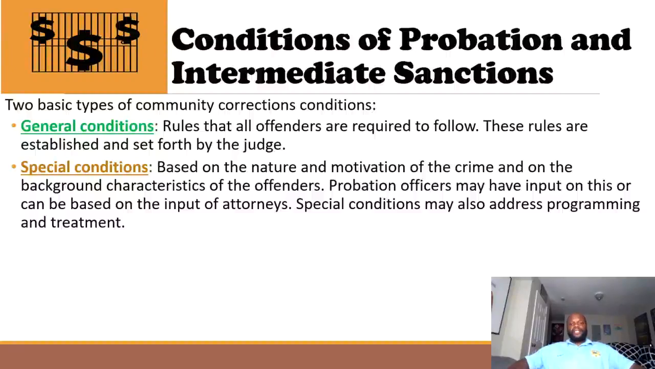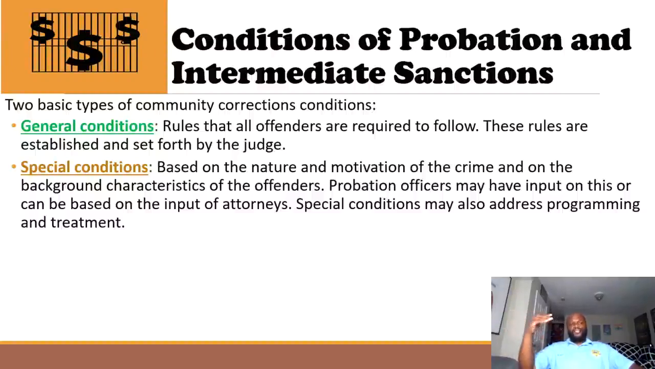The special conditions of probation are, again, based on the nature of the crime. Like I was saying, if a person has a substance abuse charge, they will have a special condition of probation surrounding substance abuse. Submit to no less than 2 to 3 random drug screens per month. Maybe they will have to do specialized counseling, but it's all based on the offense. Now, probation officers can have input on this. Attorneys can have input on this. But the idea of special conditions is to address programming and treatment. Remember, even if they're in the adult system, they should be undertaking some programming so that they can change their lives and not continue down the path they have been going down.